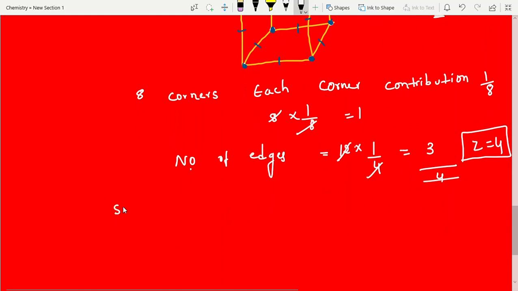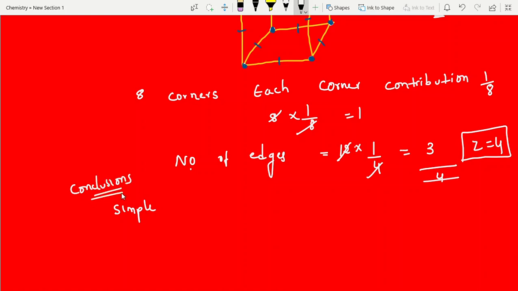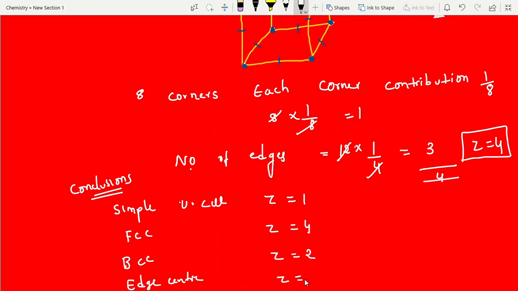Next, write down. Simple unit cell conclusion. Simple unit cell, number of particles equal to 1, FCC Z equal to 4, and BCC Z equal to 2, and edge center or end center. So what is this? Z equal to 4, right? Here these two are 4 only, but different explanation, right?